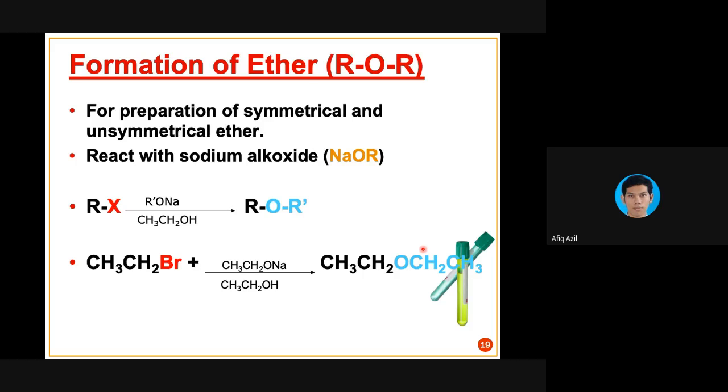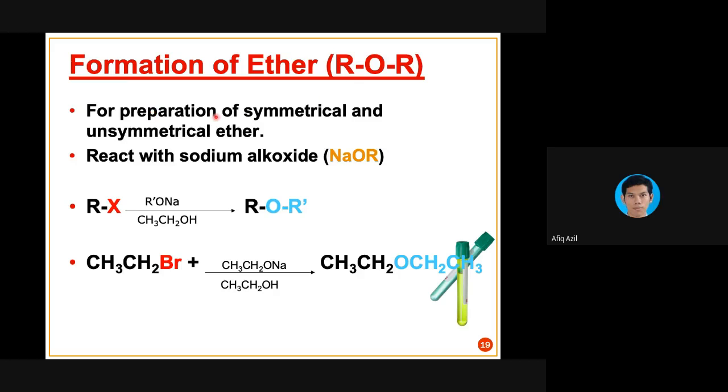Then we have the formation of ether. So the general formula of ether is ROR. So R is, let's say you have an alkyl group, and then this is another alkyl group. So the R can be the same or it can be different, meaning that for example, this one is methyl, this part of R can be ethyl. Okay, so it can be different.